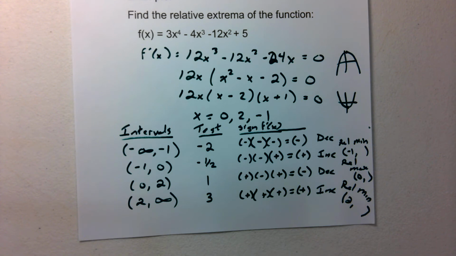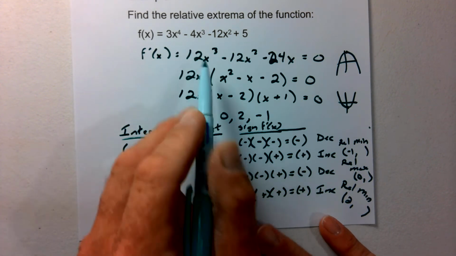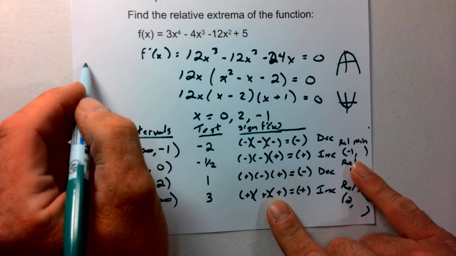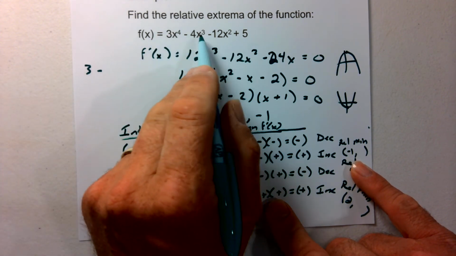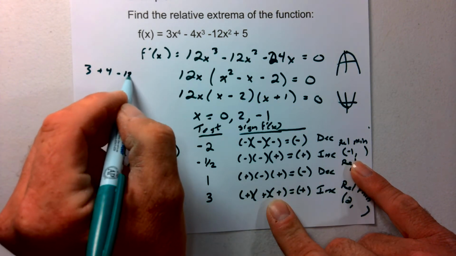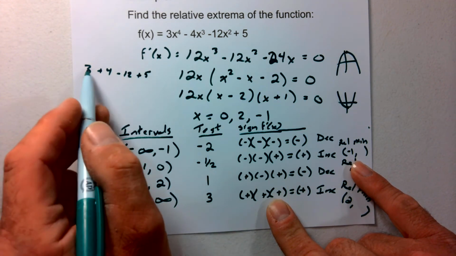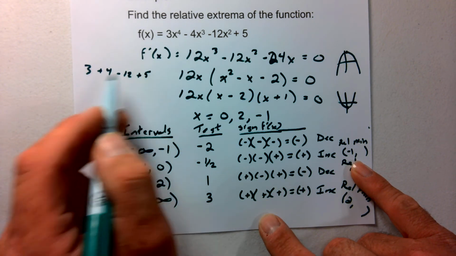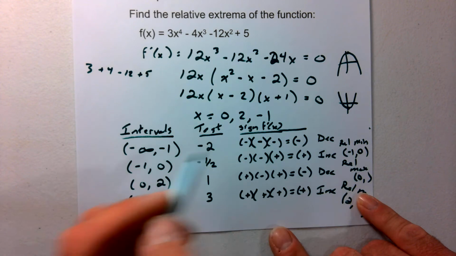So what I can do from here is go ahead and plug these values in for my x into the original function. So I plug in -1, I'm going to get 3, plus 4, minus 12 times -1, which is +12, and then +5. So 3 plus 4 gives me 7, and 5 is 12, minus 12 gives me 0.